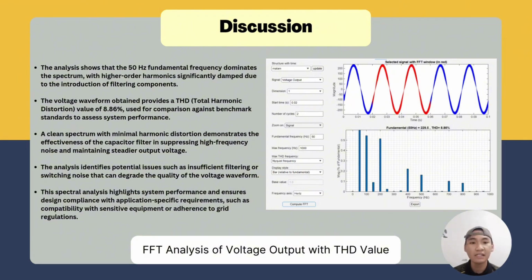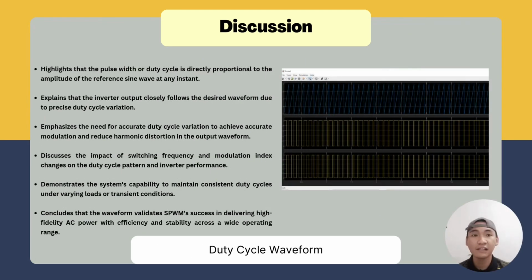This deep analysis of the spectral characteristics will point out not only the performance of the system but also prove quite well how much a design is meeting application-specific requirements, such as compatibility with sensitive equipment or passing relevant grid regulation. And lastly, for the final part of the discussion, which is the duty cycle waveform.